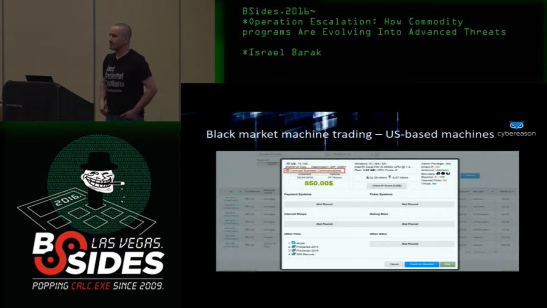Yep. How come the prices are in dollars and not Bitcoin? Sorry? How come the prices are in dollars and not Bitcoin? You can pay in different currencies. You can pay in Bitcoins if you want. But the thing is, when you charge your account, everything gets converted to dollars. Whichever currency you pay, it gets converted to dollars in your wallet. And then you use whatever you have in your wallet to buy those resources.